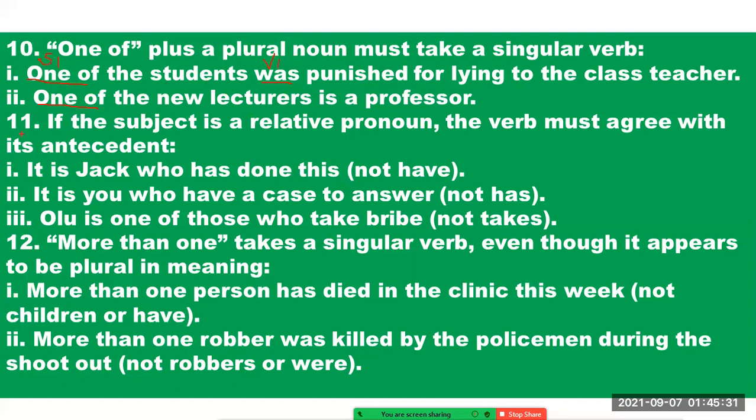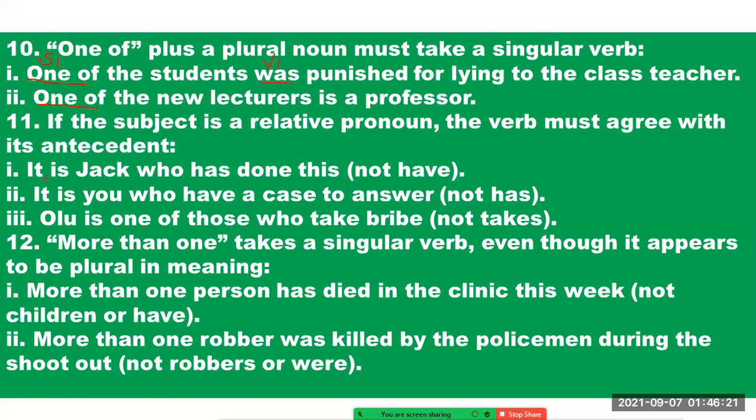Now, number 11. If the subject is a relative pronoun, the verb must agree with its antecedent. The word antecedent refers to something that came before. Something that came before is known as the antecedent. We are saying that if the subject is a relative pronoun, the verb must agree with its antecedent. One of the relative pronouns is who. We have who, we have that, we have which. These are all relative pronouns. So let's examine how the rule applies.